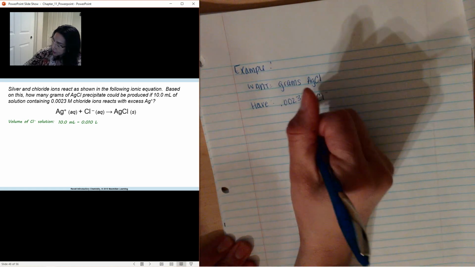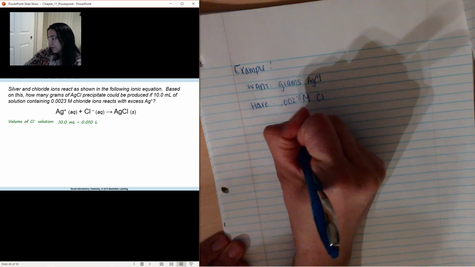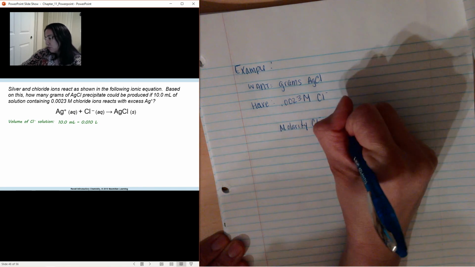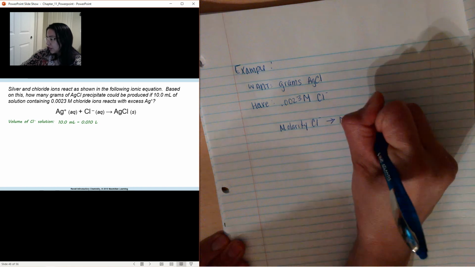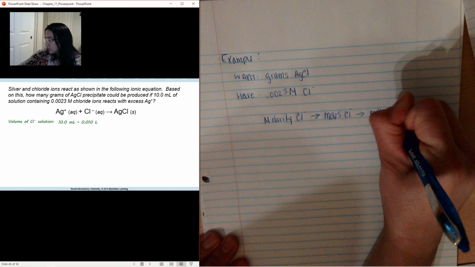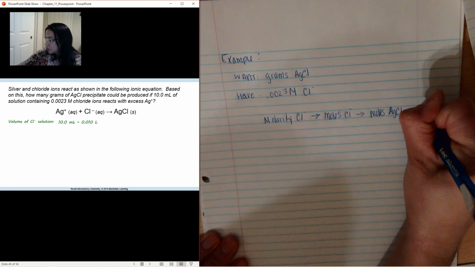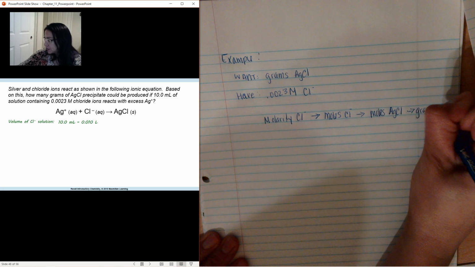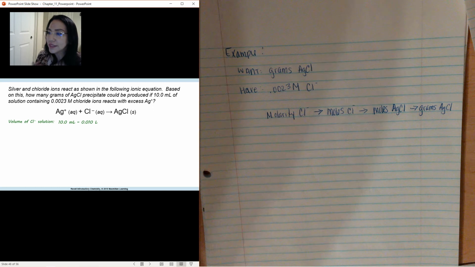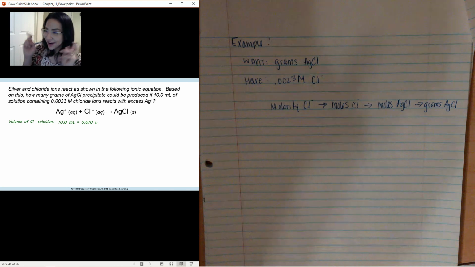All right. So we're going to go from molarity of the chlorine ion to moles of the chlorine ion, to moles of our silver chloride, to grams of the silver chloride. Okay, so these are our steps, and now it's very important for us to write our units down so that we don't mess up when actually doing this problem. I haven't done this problem yet, so I'm kind of excited to try it out and cross my fingers. I hope I don't mess up. All right, here we go.